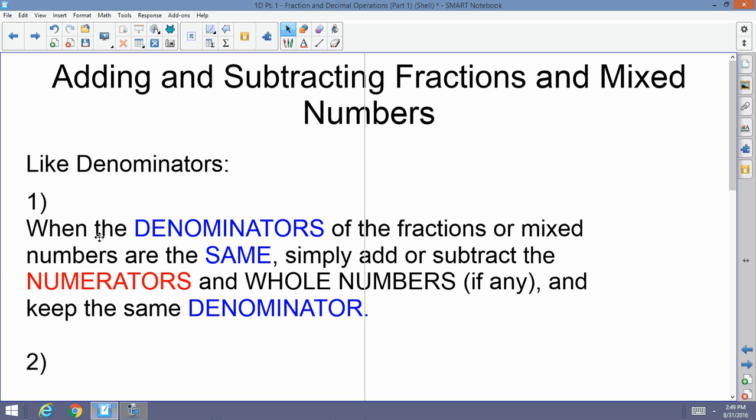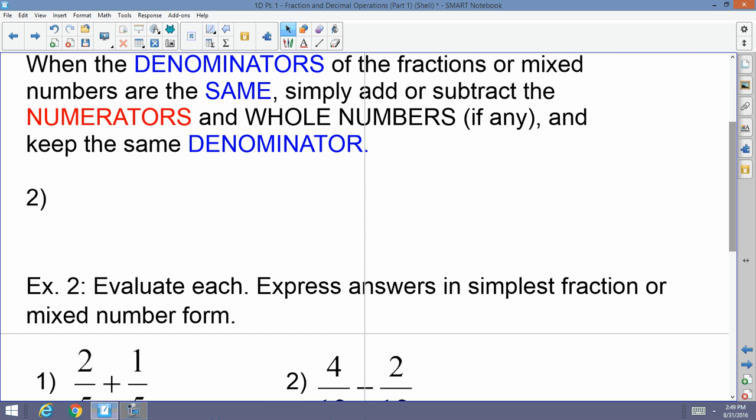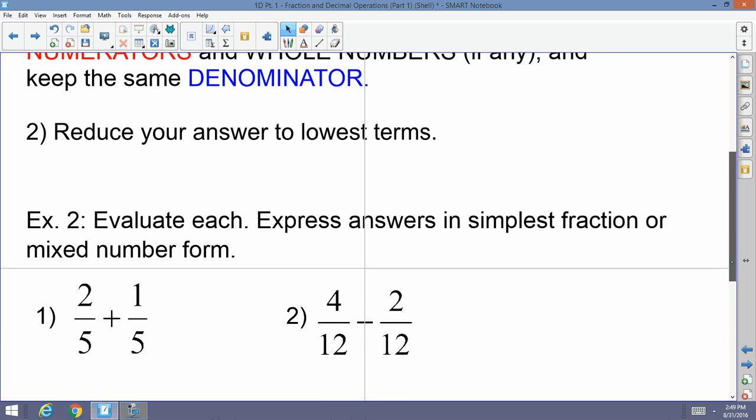So if they have the same denominator, you add the numerators, keep the same denominator, and then you add or subtract the whole number at the end if you have a mixed number. And the second step here, reduce your answer to lowest terms. You always want to reduce fractions and or mixed numbers to lowest terms.